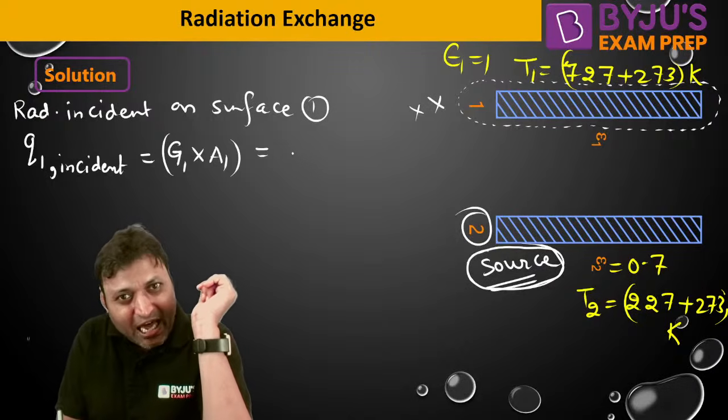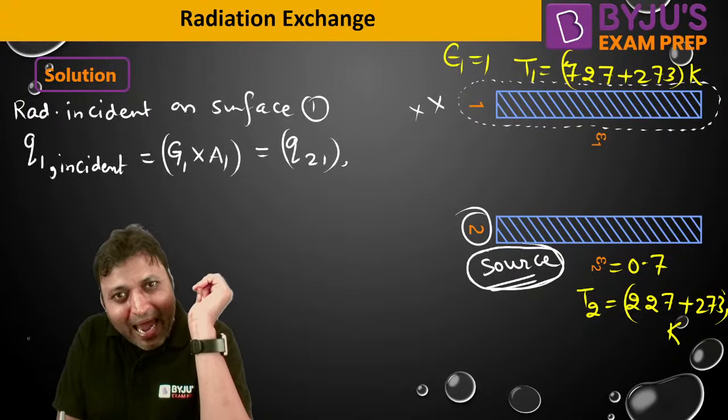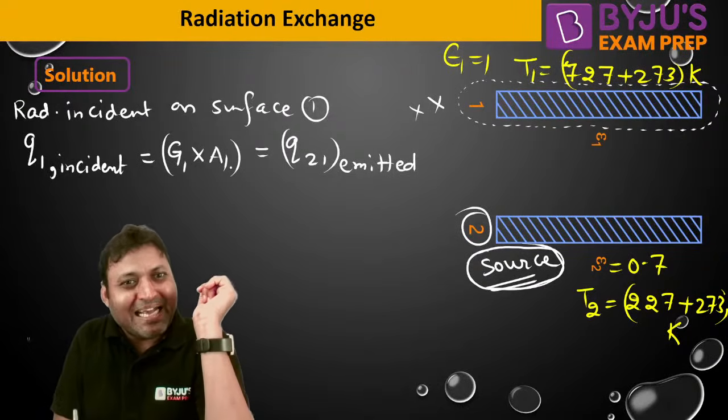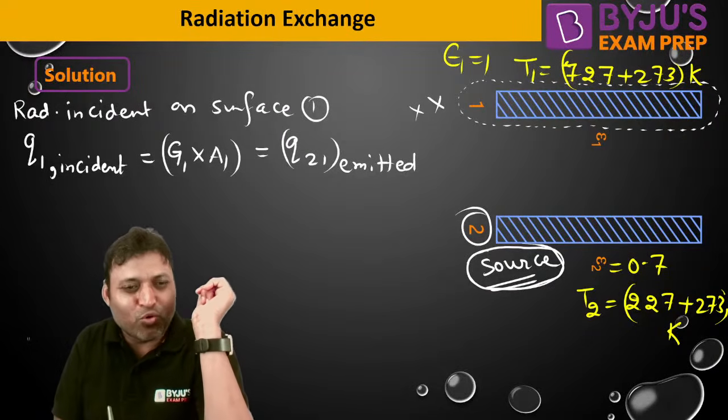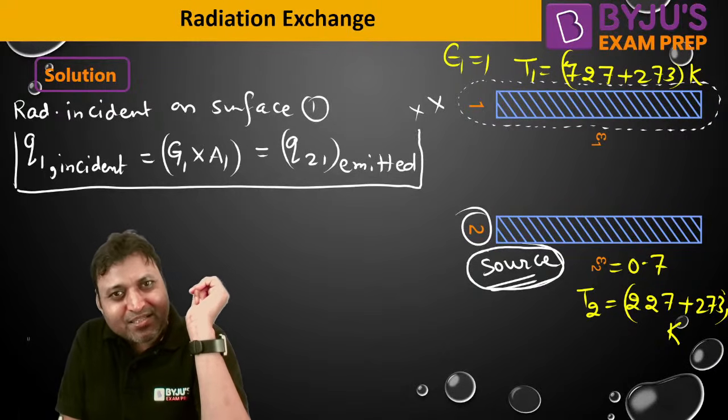So can we say it will be Q2 to 1 emitted? Q1 incident will be equal to Q2 to 1 emitted. Do you guys understand this?